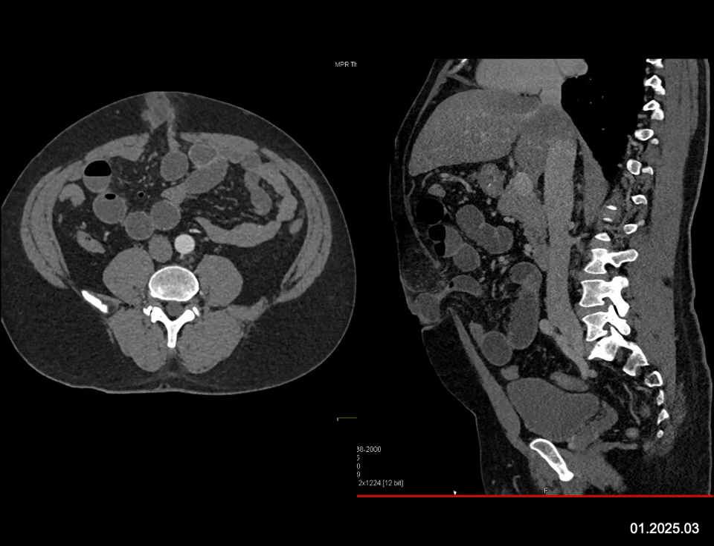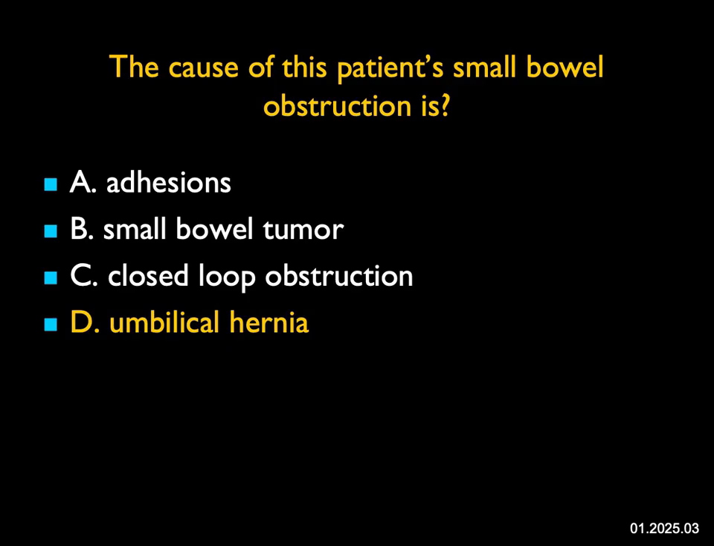But again, getting back to the cause of obstruction, A, adhesions. I don't see any adhesions. I don't see a small bowel tumor. This is not the look of a twist or a closed loop obstruction. Rather, the best answer is D. It's small bowel obstruction due to an umbilical hernia. A very nice example, also showing you the value of the sagittal view, how much easier it is to look at the process in question.